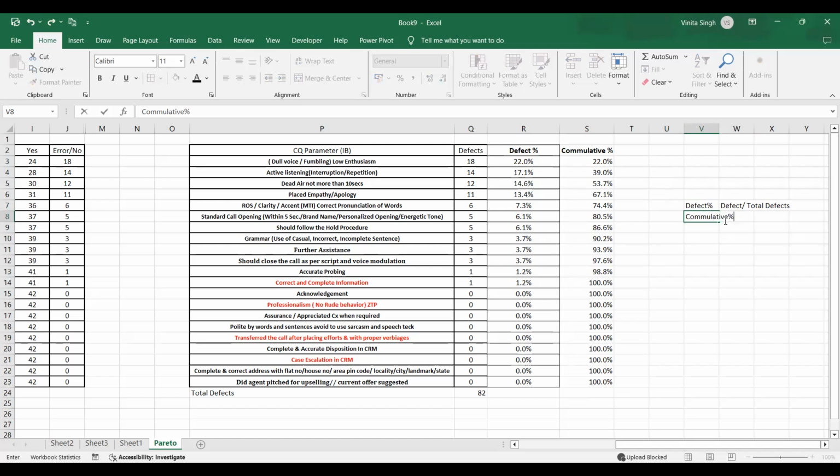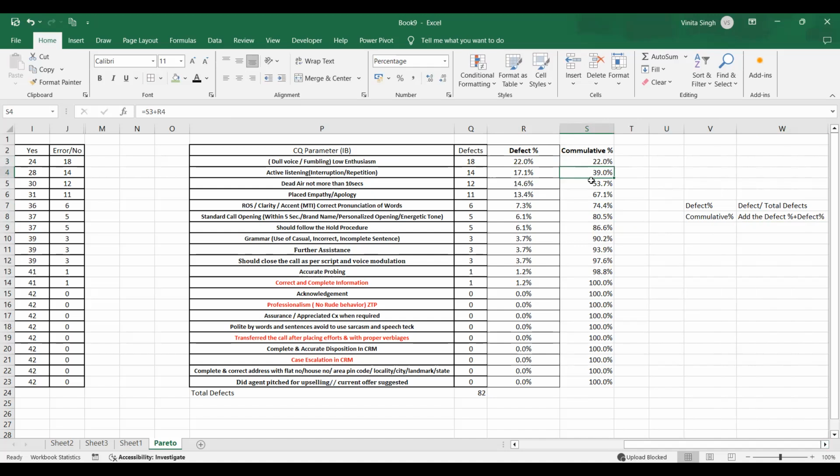How do we calculate the cumulative percentage? Cumulative percentage means you add the percentage with the next one, defect percentage plus defect percentage. Clear? So whenever we are calculating the cumulative percentage, the first defect will not add from anything, right? We'll just put it the same, copy paste, like in defect percentage, because there is nothing to add above that, right?